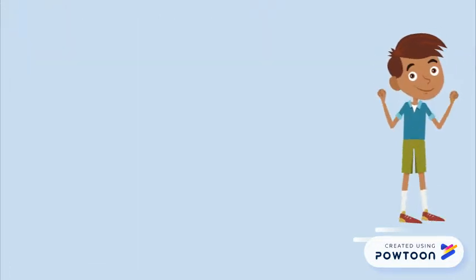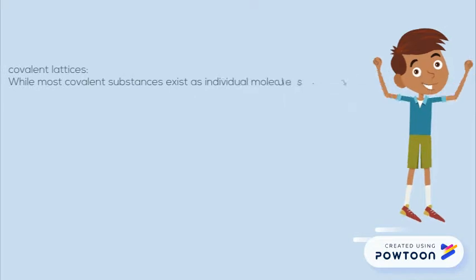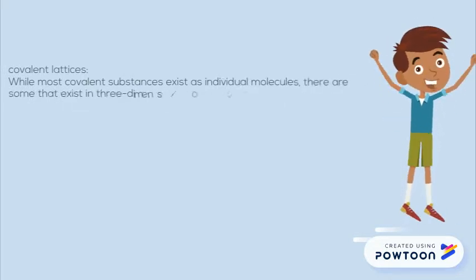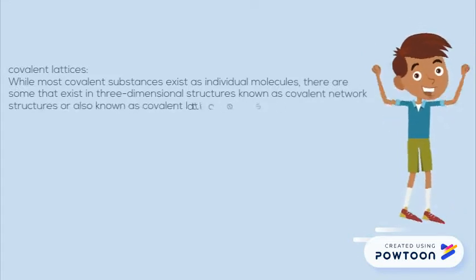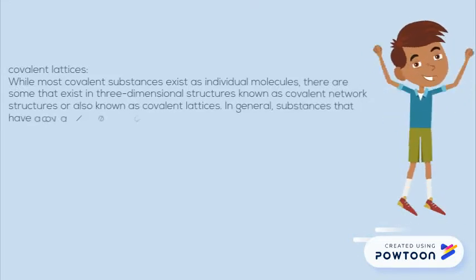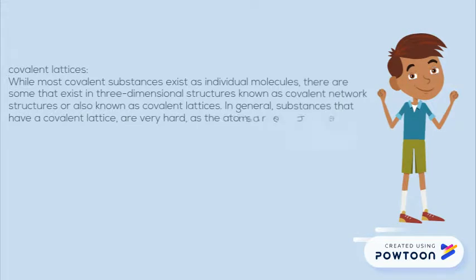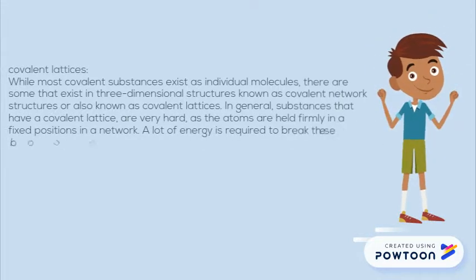Covalent lattices. While most covalent substances exist as individual molecules, there are some that exist in three-dimensional structures known as covalent network structures, also known as covalent lattices. In general, substances that have a covalent lattice are very hard as the atoms are held firmly in a fixed position in a network. A lot of energy is required to break these bonds.